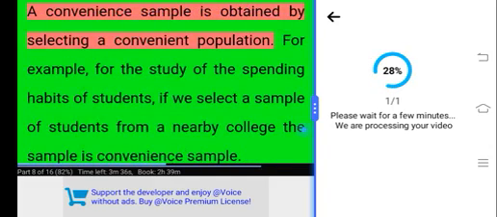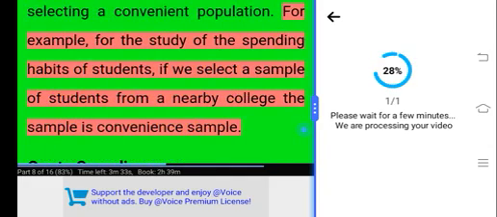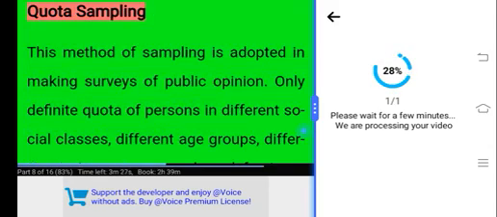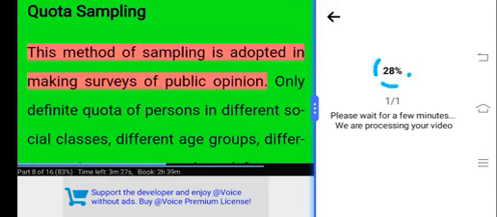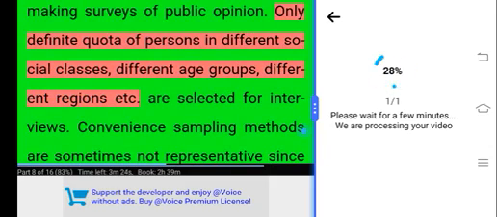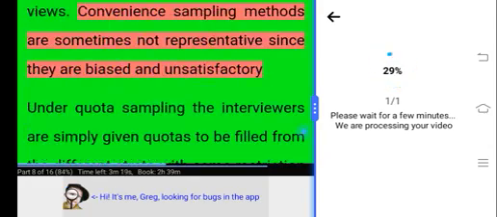Convenience sampling. A convenience sample is obtained by selecting a convenient population. For example, for the study of the spending habits of students, if we select a sample of students from a nearby college, the sample is a convenience sample. Quota sampling. This method of sampling is adopted in making surveys of public opinion. Only a definite quota of persons in different social classes, different age groups, different regions, etc. are selected for interviews. Convenience sampling methods are sometimes not representative since they are biased and unsatisfactory.